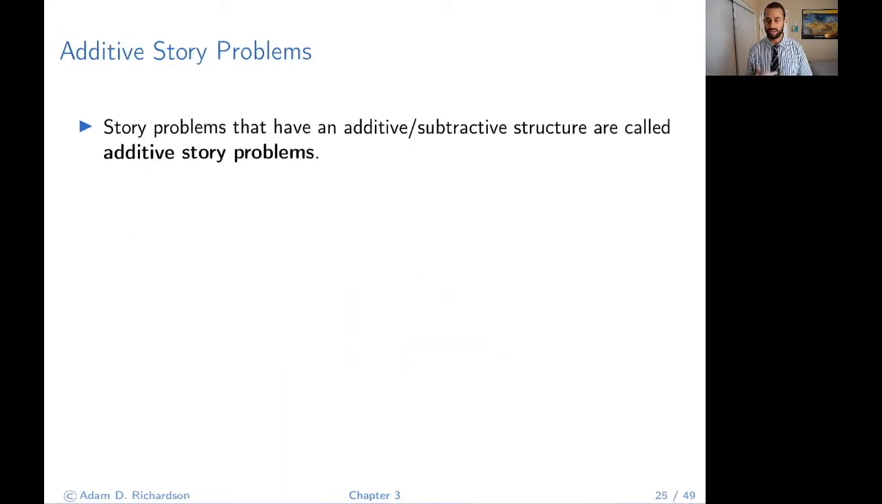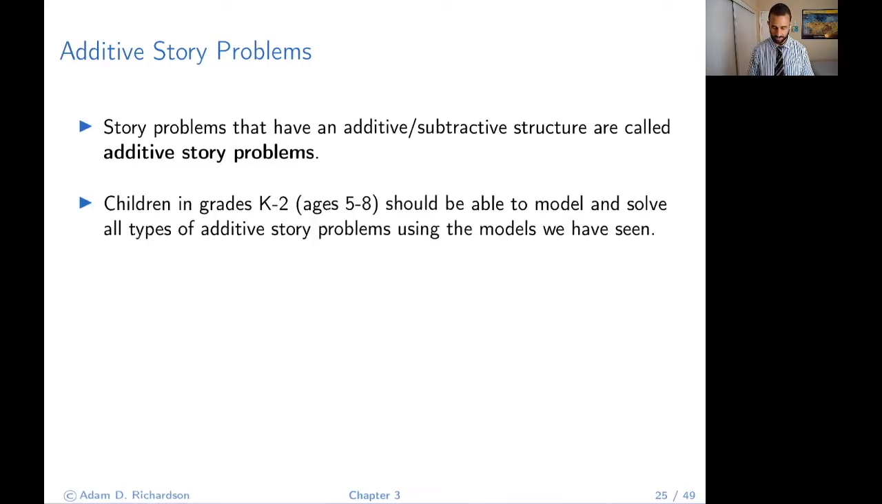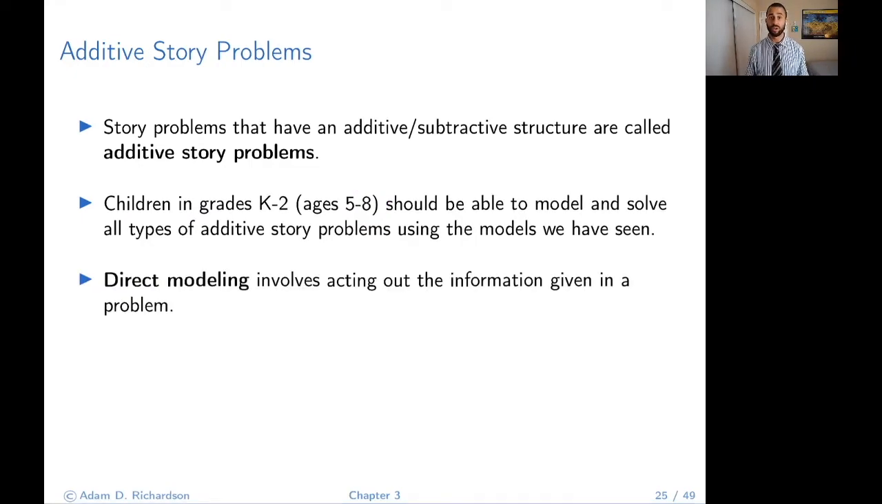Story problems that have an additive or subtractive structure are called additive story problems. Children in grades K through 2, so you can think about 5-year-olds up to 8-year-olds, should be able to model and solve all types of additive story problems using the models that we just learned: the set model, the number line model, the missing addend model, and the comparison model. By the time a student leaves grade 2, they should be able to work with those very, very comfortably.